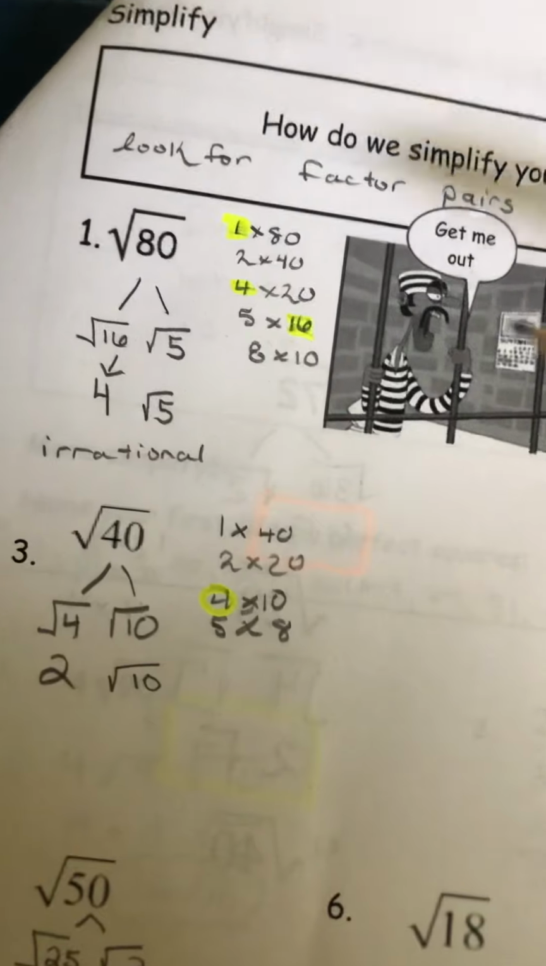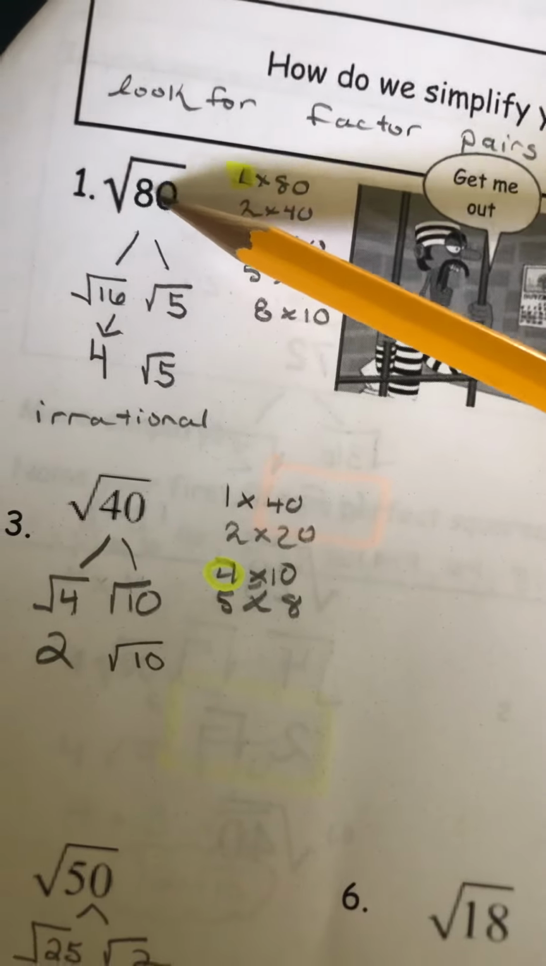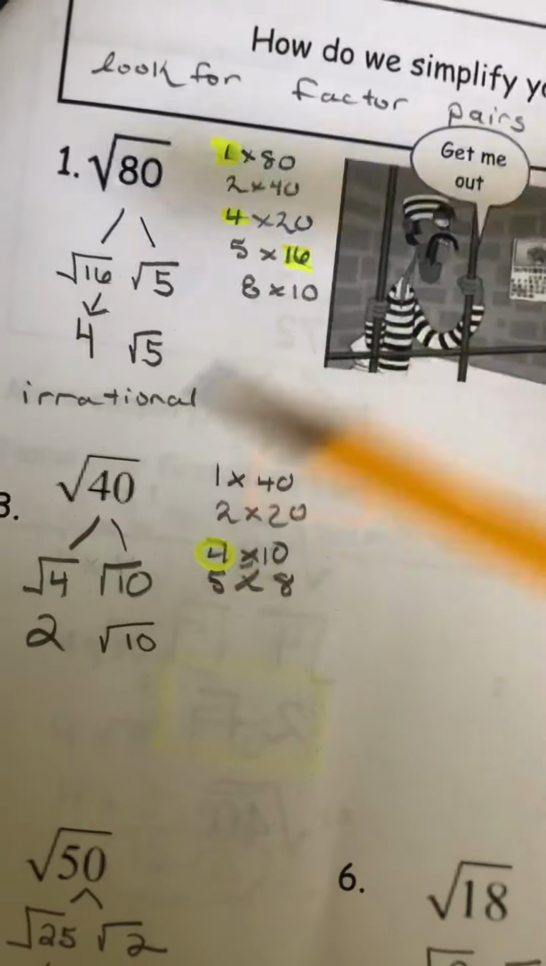Hopefully, so far so good. But see, where things get more complicated is when we throw these irrational numbers inside the square root signs. And that's what's next.